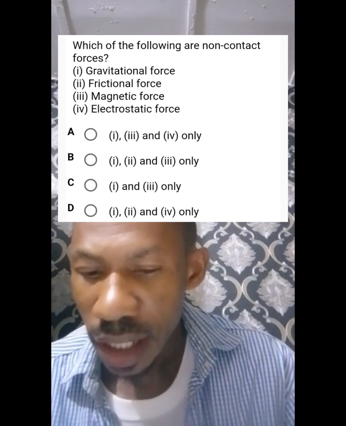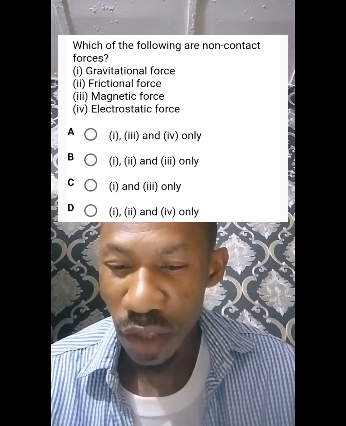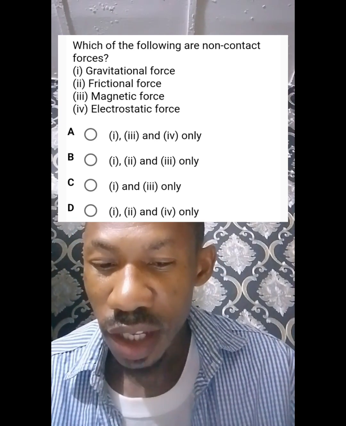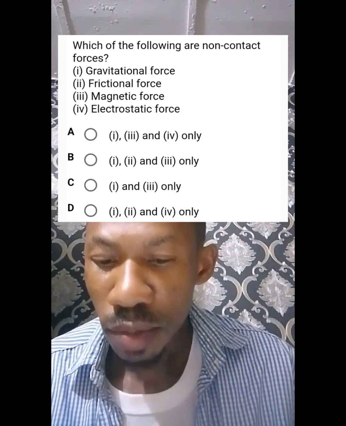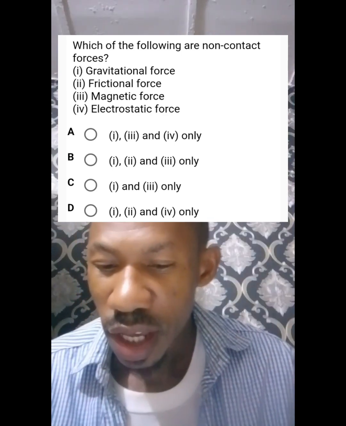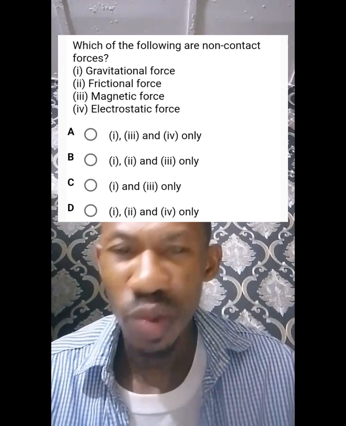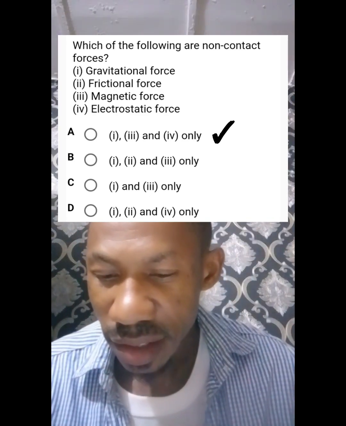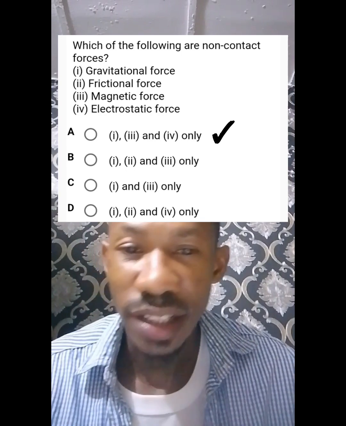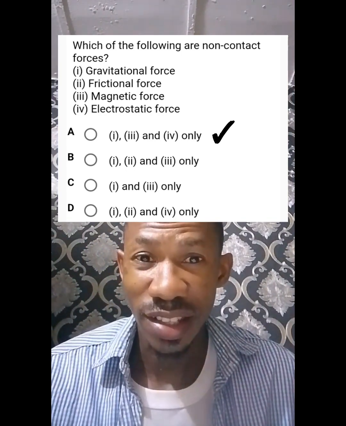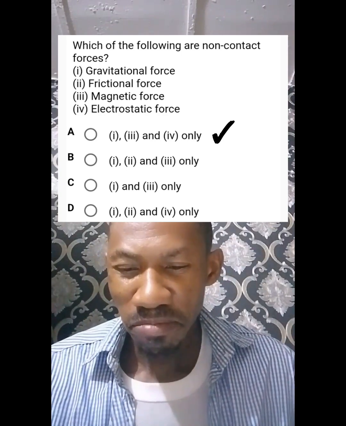So let's look at the first one. Gravitational force is a non-contact force. Frictional force is not a non-contact force, it is a contact force. Magnetic force, non-contact force. Electrostatic, non-contact force. So without thinking too much, the answer here is A, I and IV. That's the answer to that one. Am I right on that? Okay, so let's go to the second question.